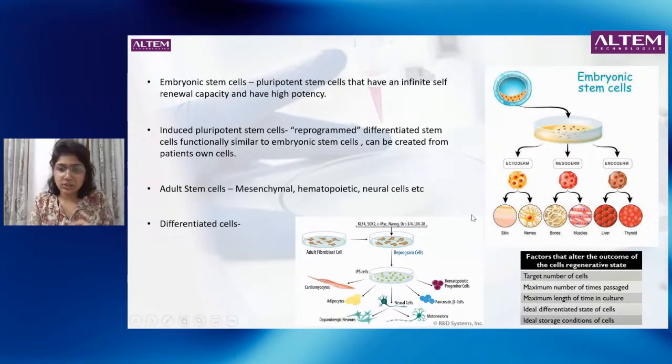So when you go to the ectoderm, you have maybe the skin or the nerve. You go to the mesoderm, you have bones, muscles. You go to the endoderm, you have maybe liver, thyroid, and so on and so forth.